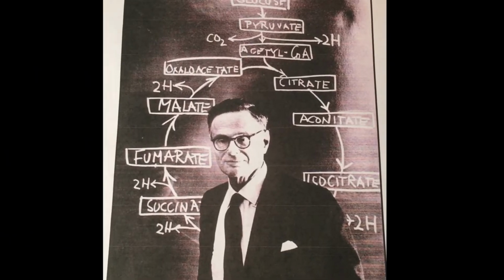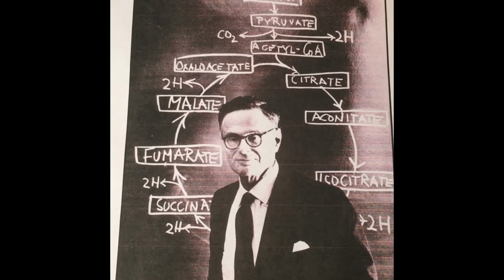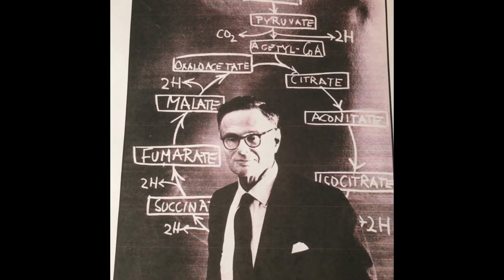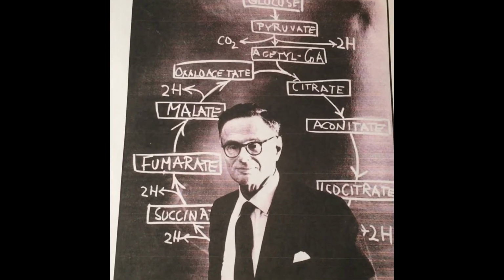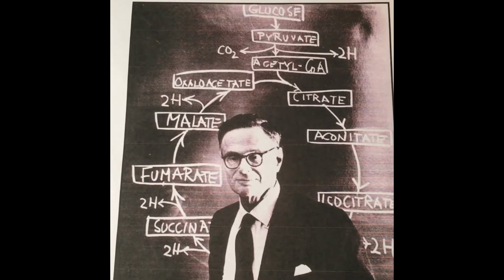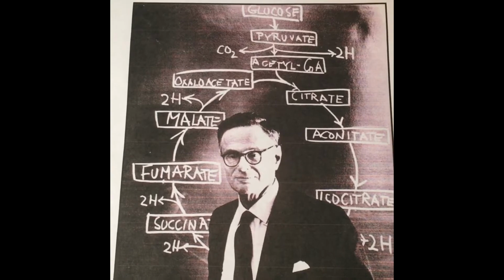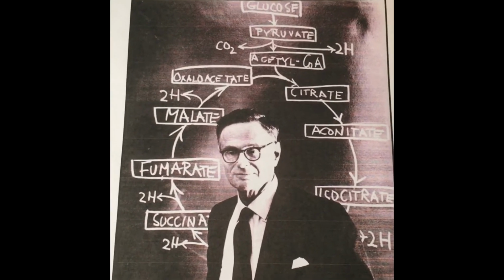First, I want to give you a little bit of history. This man is Sir Hans Krebs. That's why it's called the Krebs Cycle. In 1953, he won the Nobel Prize for developing the citric acid cycle.